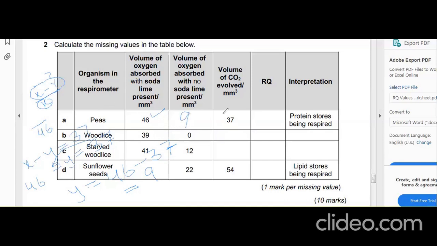Then they are asking for the RQ value. For the RQ value, I have to divide the carbon dioxide by the oxygen, using this formula. X minus Y is already given to me as 37, so it is 37 by 46. That will give me the RQ value for this. I hope that up to here this is clear.